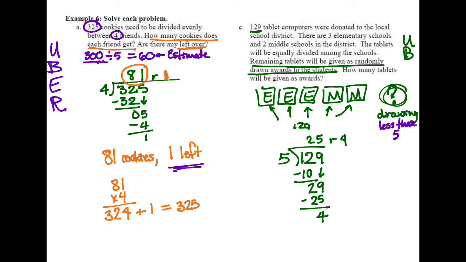All right, so what does this mean? 25 represents how many tablets each school is going to get. And then once we've divided them up like that, these 4 are what are left. Was it less than 5? Yep, it is. Okay, so we have executed and we have reviewed. So I think we're pretty good.